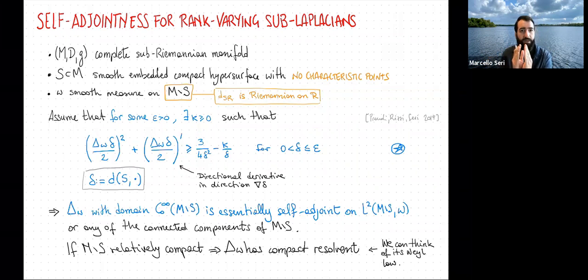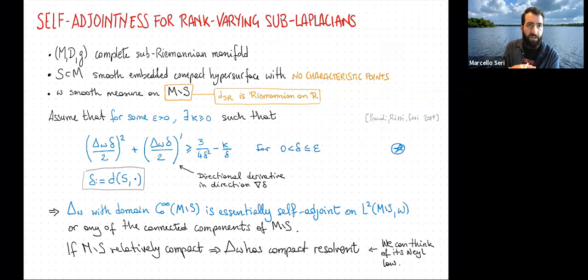But if this is true close by to the boundary, then the Laplace-Beltrami operator with domain C0 infinity on the manifold without the singular curve, so on the cylinder without the red line, is essentially self-adjoint. And it is essentially self-adjoint in each of the connected components. So like in the cylinder, if this line cuts pieces of the space, those pieces become independent, even though the geodesic flow crosses them all. And furthermore, if your manifold without the singularity is relatively compact, then you have compact resolvent. So you can study Weyl's law.